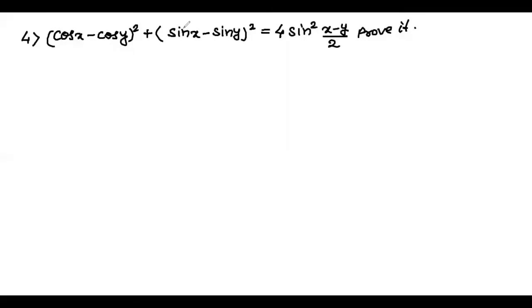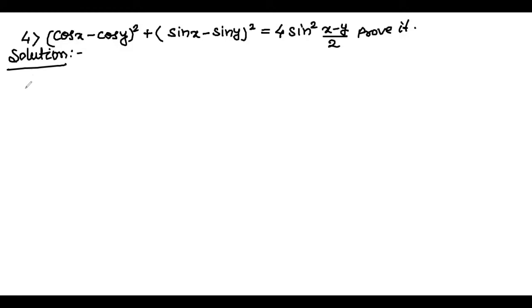Now question number 4. Questions 3 and 4 are similar, so I am discussing question number 4. Prove that (cos x minus cos y) whole square plus (sin x minus sin y) whole square is equal to 4 sin square (x minus y) by 2. I'm starting with the left hand side and expanding using the formula (a minus b) whole square, here also (a minus b) whole square.